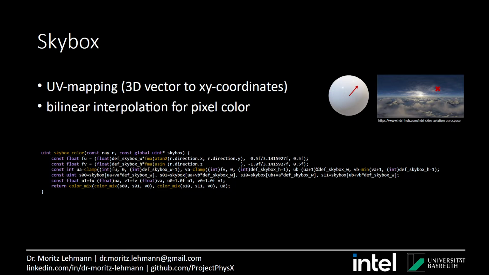And then the last slide for the rendering here is the skybox color. This is just UV mapping, where you load some texture and you convert it to the 2 angles for a vector on a sphere.